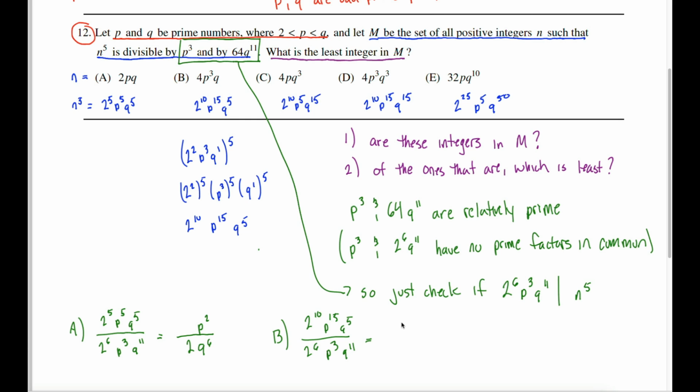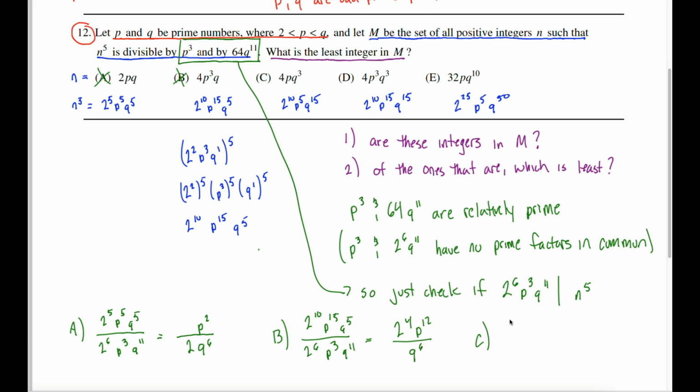If I reduce this fraction, I'd get what? 2 to the 4th, p to the 12th, divided by q to the 6th. Again, I'm left with the fraction. This number does not divide n to the 5th power. B is not in this set M either. Maybe I should be crossing these off or something. But C will work. Hopefully you're at the point where you can just look at it and tell. Got enough 2's, got enough p's, got enough q's.